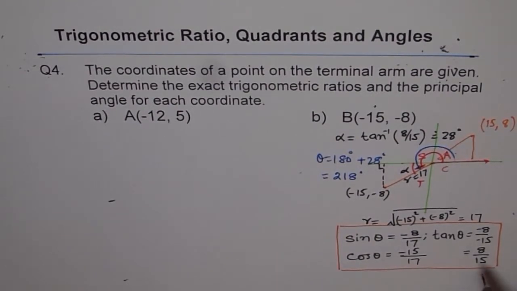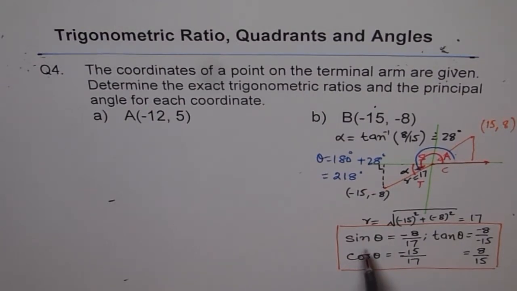At times they'll also ask for all the trigonometric ratios. In that case, you have to list secant theta as the reciprocal of cosine, which will be minus 17 over 15. Cosecant theta will be 17 over 8 with a minus sign, and cotangent will be 15 over 8, if asked for.